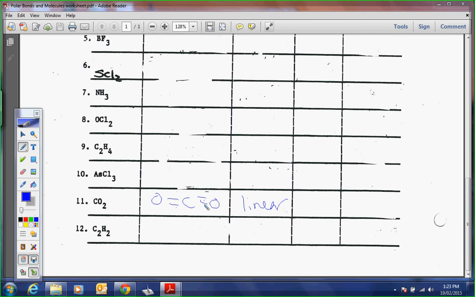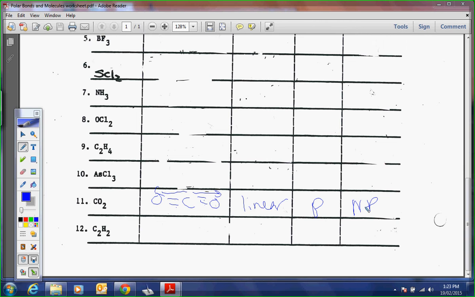Are the bonds polar or non-polar? Polar. In this case, they go out. And like a perfectly matched game of tug of war, it's not going to move. Non-polar. Okay?